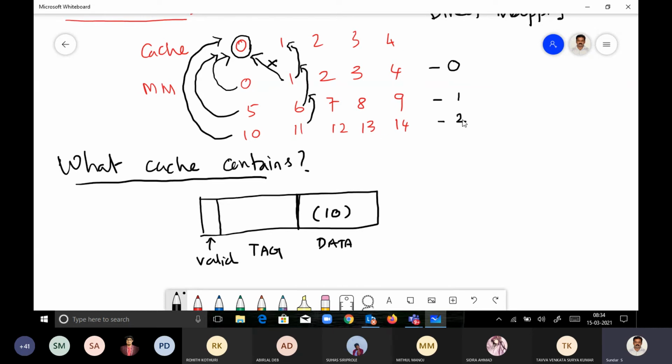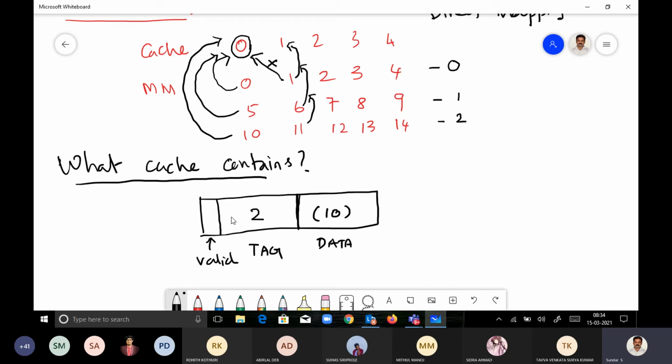which arrangement is it in? It is in the second arrangement, right? So there are 3 arrangements, 0, 1, 2. So 10 is in the second arrangement, right? So 2. Are you getting the point? What is called tag?